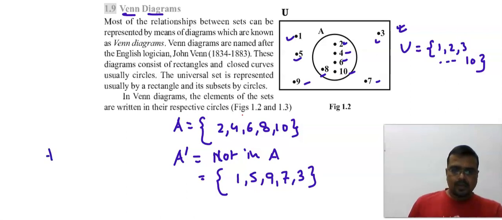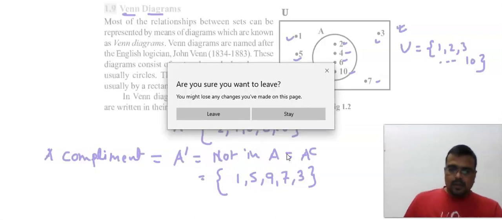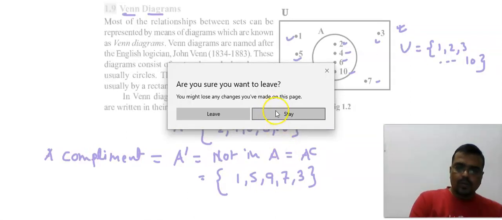Let me write that, A complement. A complement is sometimes represented as A dash, or sometimes also represented as A C, C for complement, right? So good, let's move on.